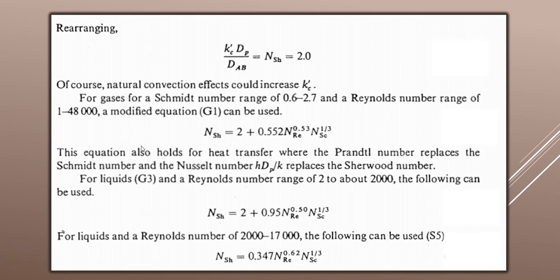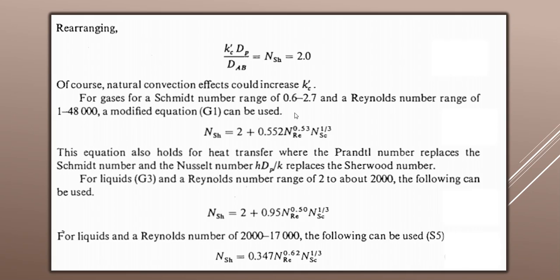Now, this same equation also holds for heat transfer problems where our Prandtl number replaces the Schmidt number. So in lieu of the Schmidt number here, it will now be our Prandtl number. And the Nusselt number, h dP over k, replaces the Sherwood number. So if you recall, in our convective mass transfer, we have discussed the Nusselt number and how it points us to the heat transfer coefficient, which is the h. In our case here, we are determining the K sub C, specifically our mass transfer coefficient.